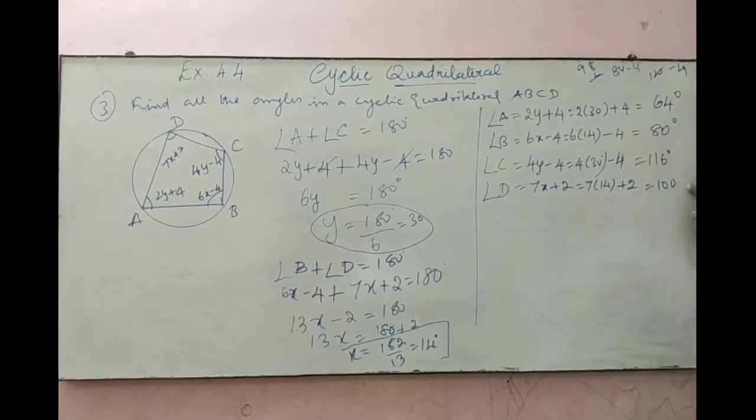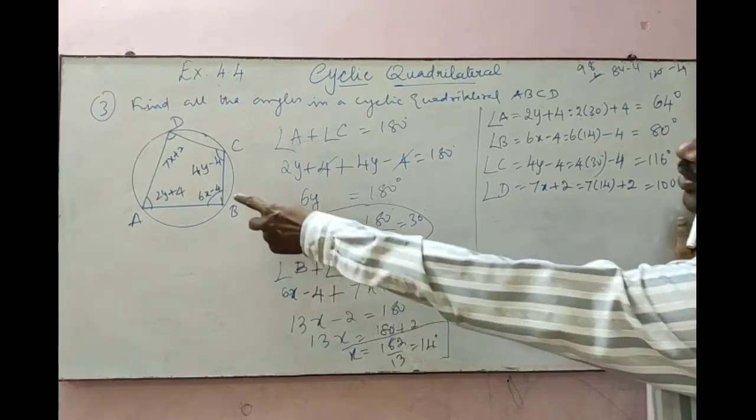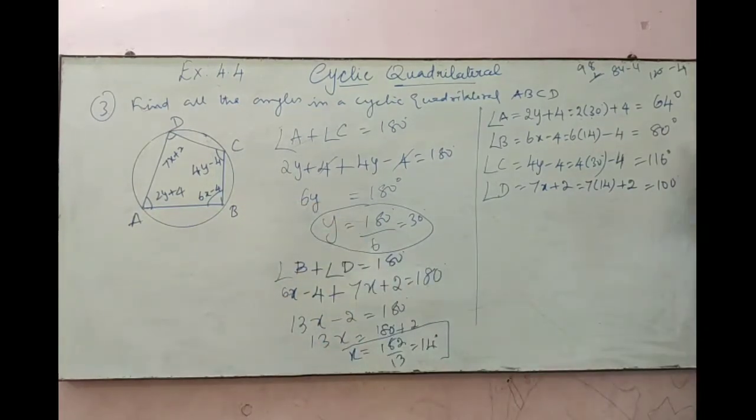So these are the four angles of the cyclic quadrilateral. Angle A equals 64 degrees, B is 80 degrees, C is 116 and D is 100. To check whether these angles are correct, if you add these four angles, you will get 360 degrees. You need not do this; just for verification, you can check it.